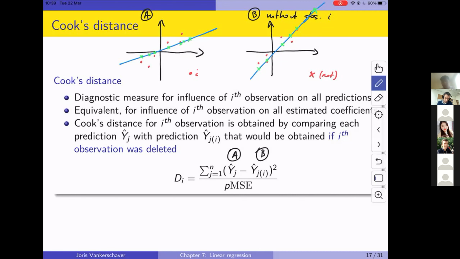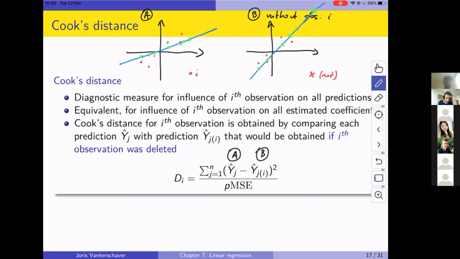And then to finish the computation, we also have to divide by P, the number of parameters, times the mean squared error. So again, we take the residuals squared divided by the number of points. Why do we do that? To normalize Cook's distance. So if we just had a sum of squares, then that would grow if we had more data points, but we want something that is in a nice tight range that we can say something about.